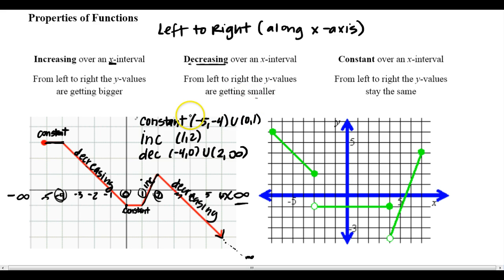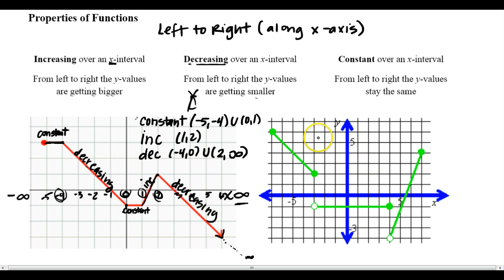So how did I choose open parentheses? Well, by default, that's the notation we're going to use in this class: when we're describing intervals, we're going to use open parentheses for increasing, decreasing, and constant, because it really doesn't make sense to be increasing at a particular point. So we're not going to use the closed bracket notation. We're always going to use the open bracket notation.